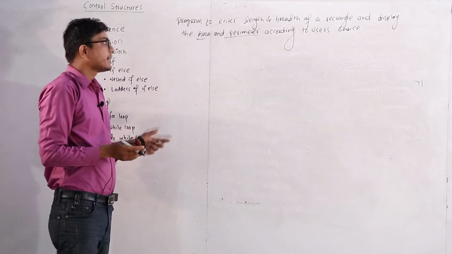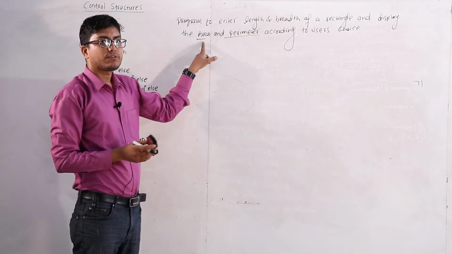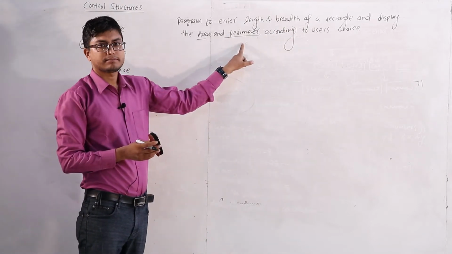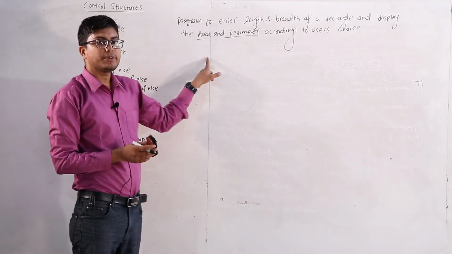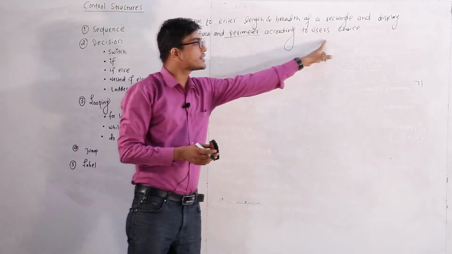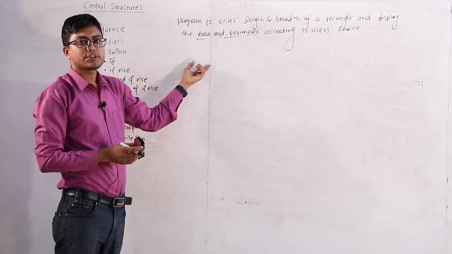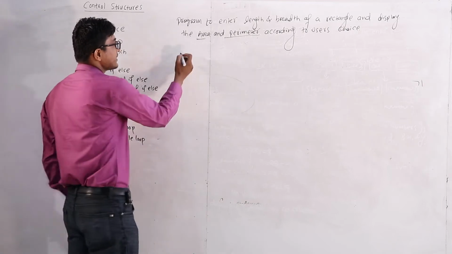It means the user will choose whether to find the area or the perimeter. So this is a menu driven program which should be solved by using switch case. If there is a question with user's choice, then you have to solve this problem by using the switch case statement. Let's write the example.